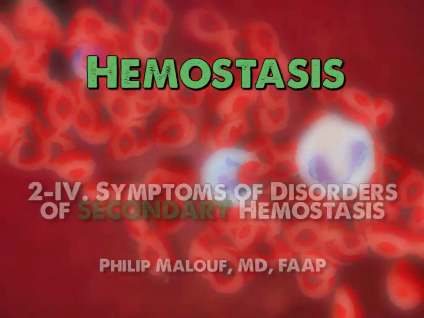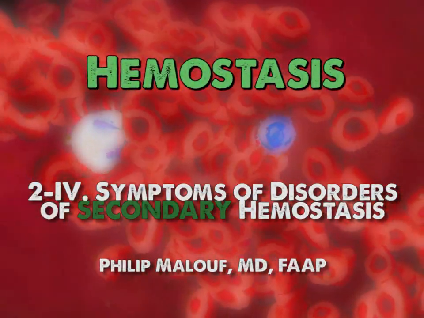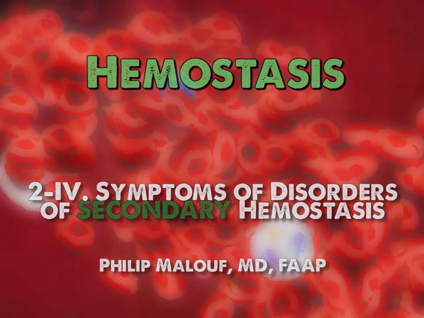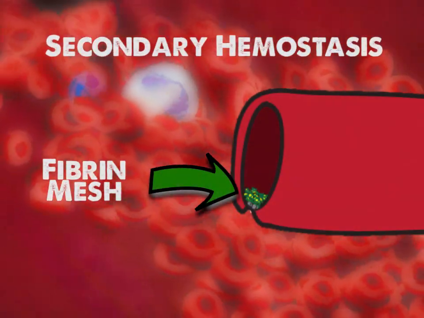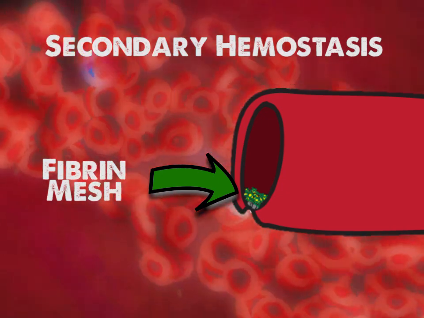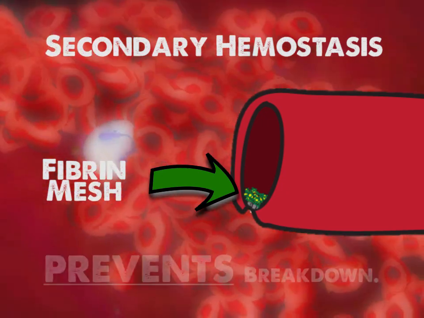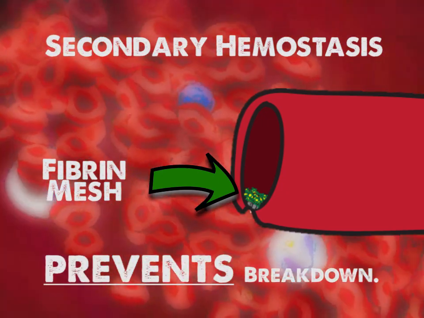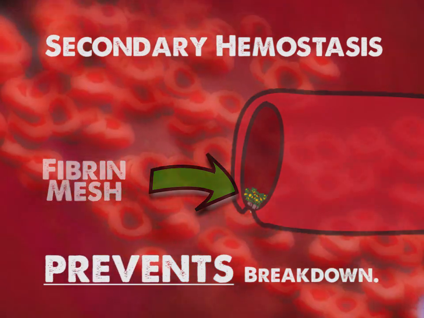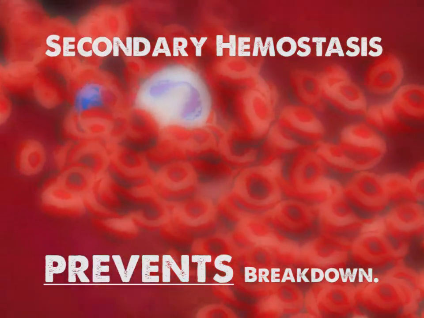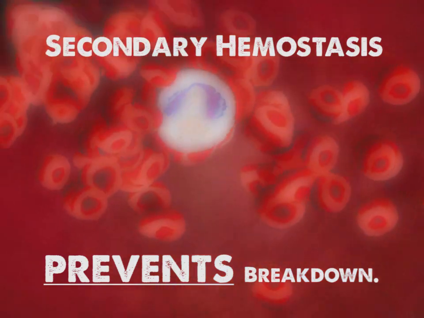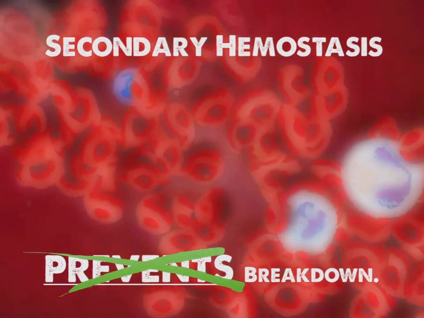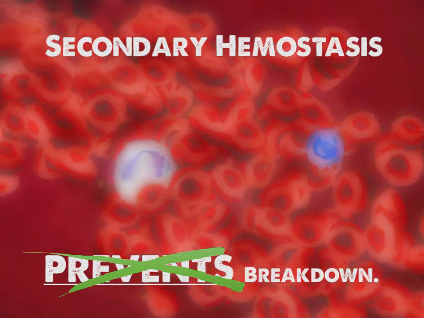Now let's look at the symptoms associated with diseases of secondary hemostasis. Secondary hemostasis, as we know, is responsible for strengthening the already formed clot. The fibrin that is laid over the platelet plug strengthens it and prevents its degradation. Thus, disorders of secondary hemostasis lead to a decrease in the production of fibrin, and the platelet plug becomes susceptible to degradation over time. With breakdown of the platelet plug comes delayed bleeding.